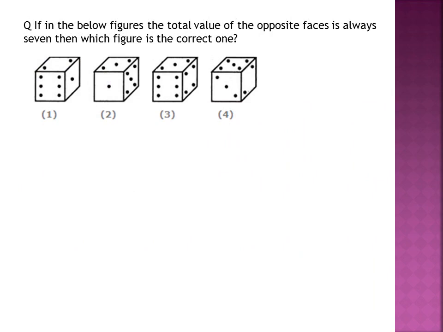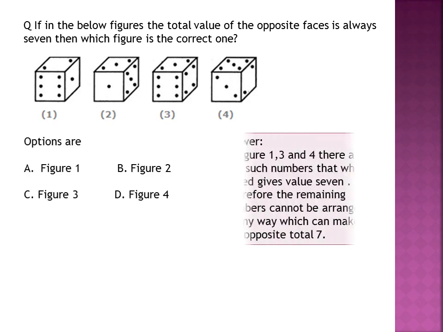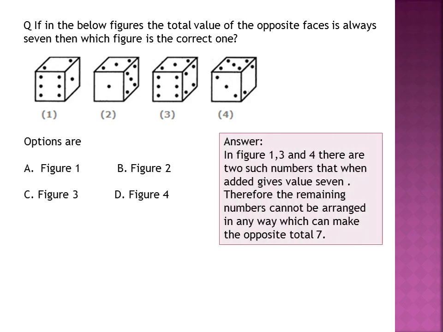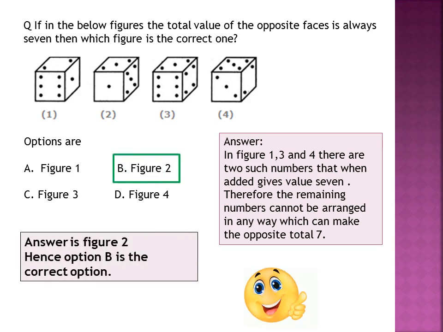If in the below figures the total value of the opposite faces is always 7, then which figure is the correct one? In figures 1, 3 and 4, there are two such numbers that when added give value 7. Here 6 plus 1 is 7, 4 plus 3 is 7, 5 plus 2 is 7. Therefore, the remaining numbers cannot be arranged in any way which can make the opposite total 7. Hence, the answer is figure 2. So, option B is the correct option.